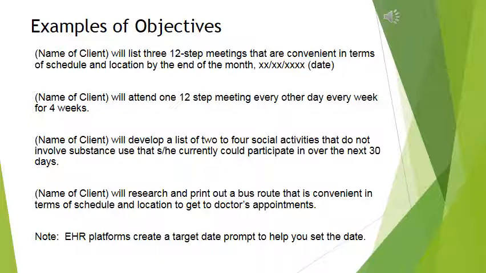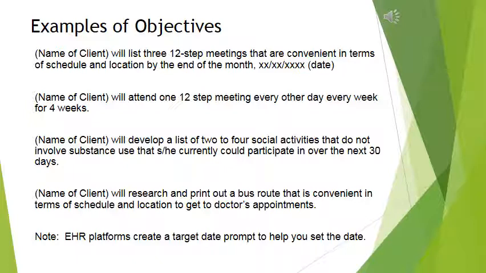The second one is attending a 12-step meeting every other day. So that's measurable, and it's time limited over the next 4 weeks. The next one is about developing a list of 2 to 4 social activities that do not involve substance abuse. Again, it's measurable because it's a list of 2 to 4 activities, and it's time limited over 30 days.